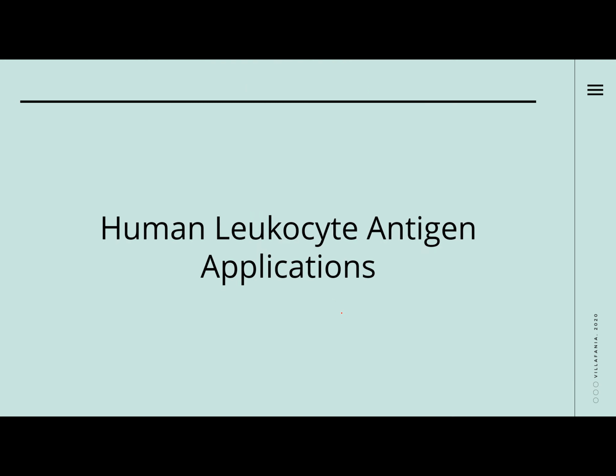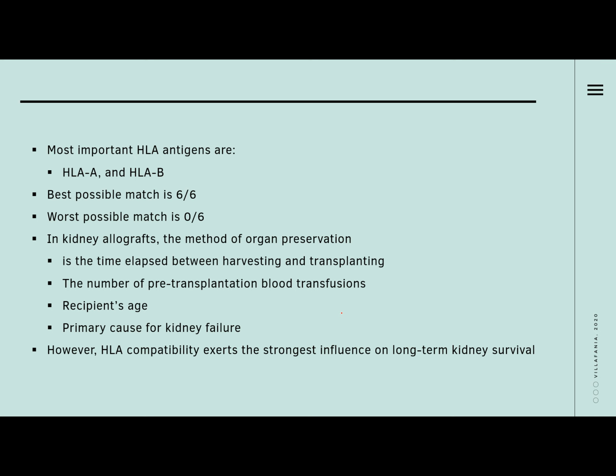Now let's go to the applications of your HLA. So the most important HLA antigens, class, are your HLA-A and HLA-B. Now the best possible match whenever you would perform HLA typing is a 6 out of 6, while the worst possible match is 0 out of 6. Now in kidney allografts, the factors include the method of organ preservation, the time elapsed between harvesting and transplanting, the number of pre-transplantation blood transfusions, the recipient age, and the primary cause for kidney failure. However, HLA compatibility would exert the strongest influence on long-term kidney survival. So take note of this, class.